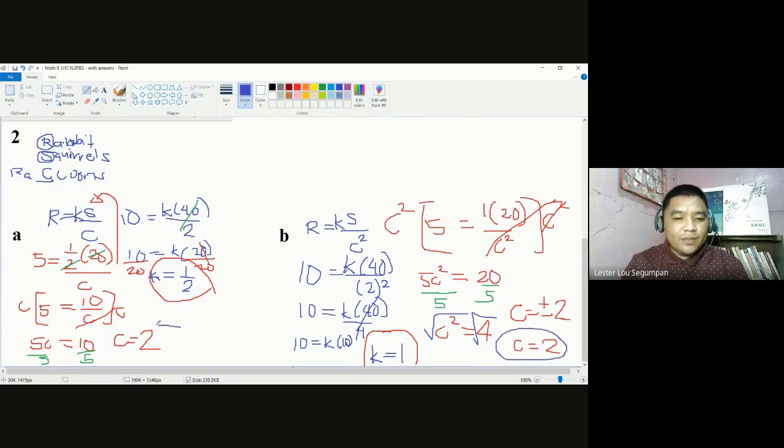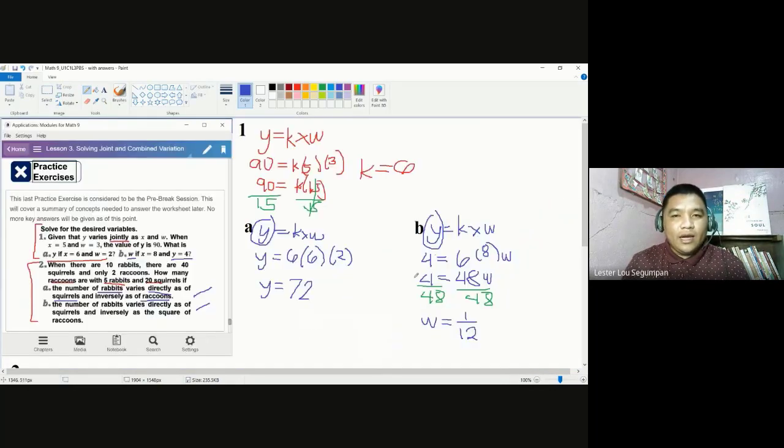Do not be confused about the same result for our C here, because in the first place, they have undergone different processes. So these are examples of combined variation. Number 1 is for the joint variation.